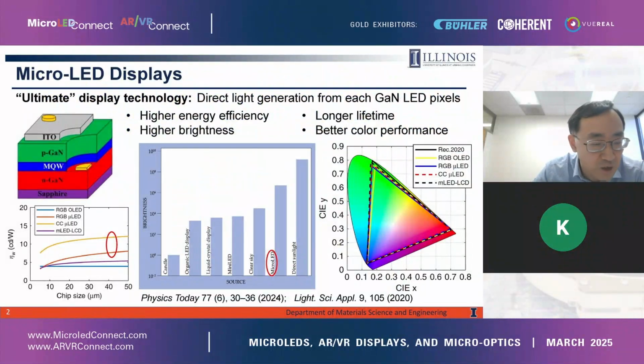We do not need to overemphasize in this particular symposium why we believe micro LED represents the future of display technologies. In micro LED displays, the light is generated directly from each gallium nitride-based LED pixel with size on the order of a few microns, and compared to liquid crystal displays or organic light emitting diodes, those inorganic micro LED displays offer much higher energy efficiency, higher achievable brightness and contrast, longer lifetime, and also potentially better color performance.